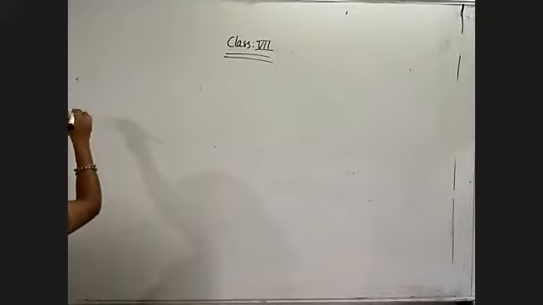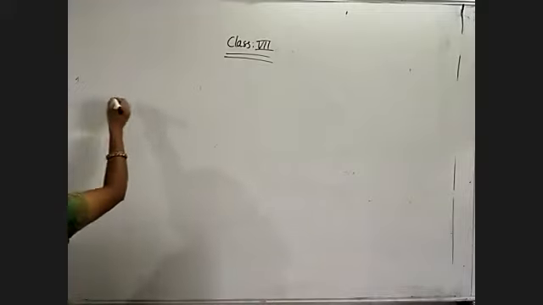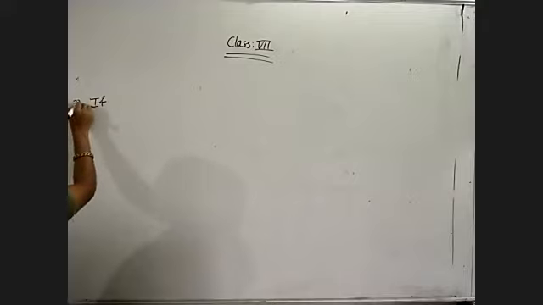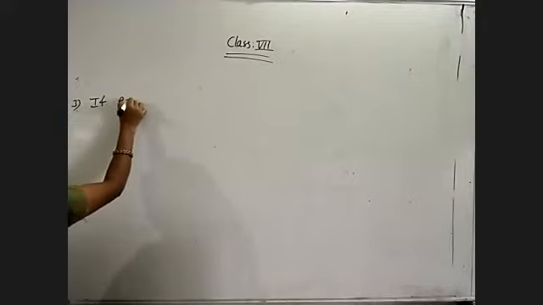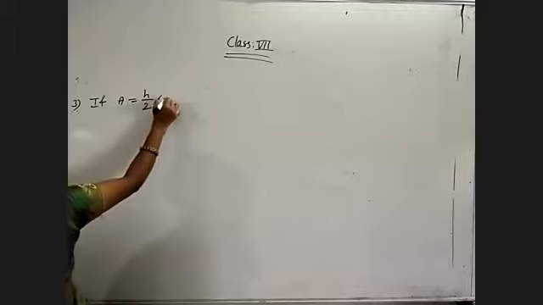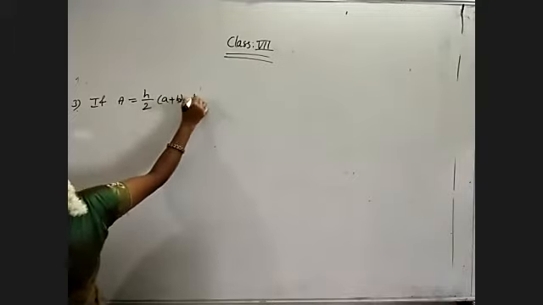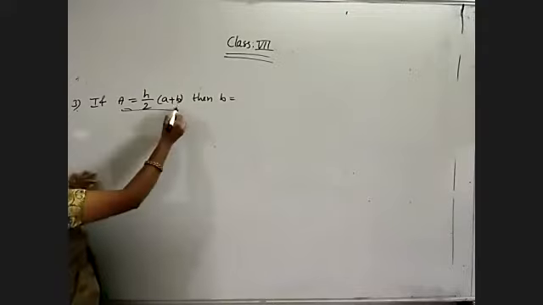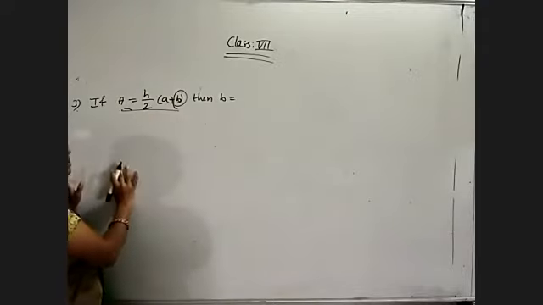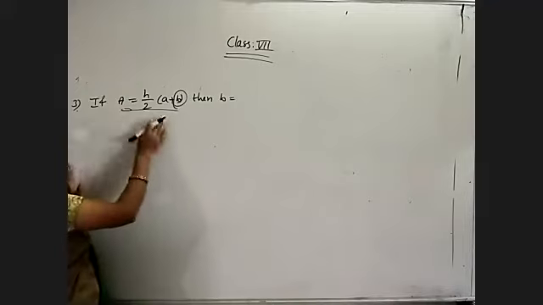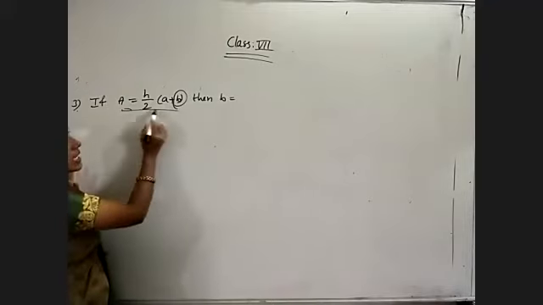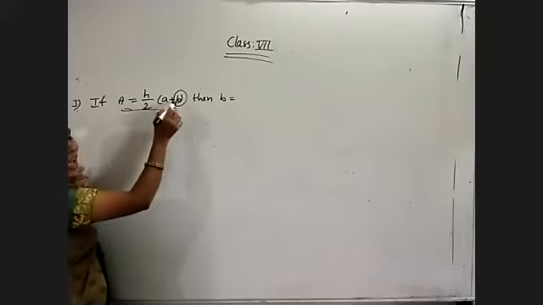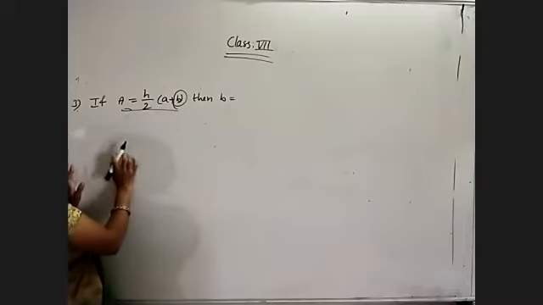If a is equal to h by 2 into a plus b, then b is equal to what? From this equation, we need to find the value of b. b is the unknown value. They are asking for this equation in terms of b. We must find the value of b in terms of the other variables.